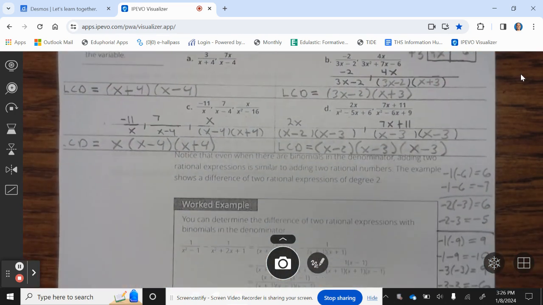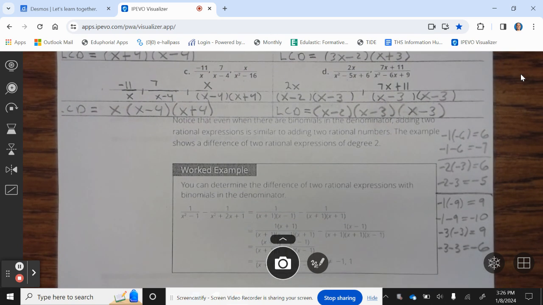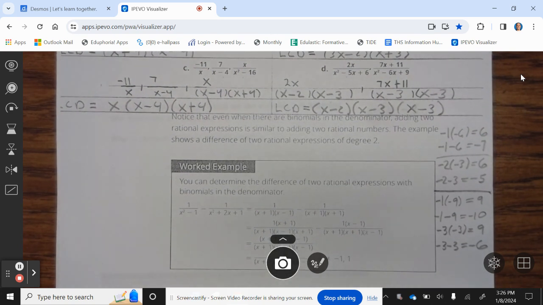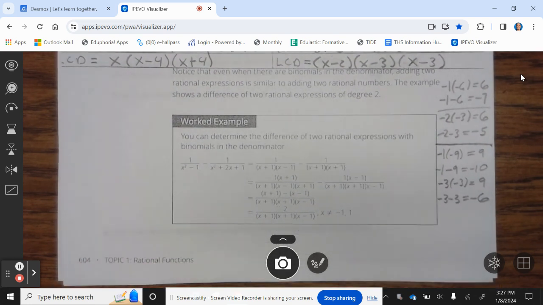All right. Go ahead and finish it up. Notice that even when there are binomials in the denominator, adding two rational expressions is similar to adding two rational numbers. The example shows a difference of rational expressions of degree 2. Go ahead and look over the worked example.